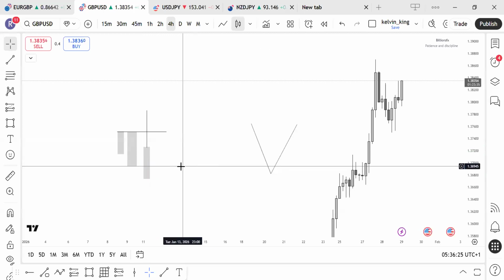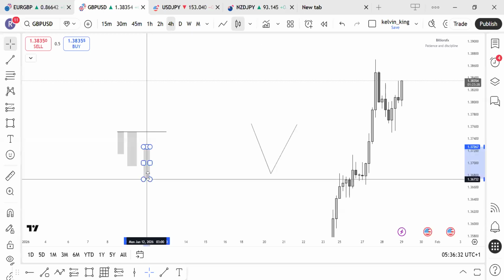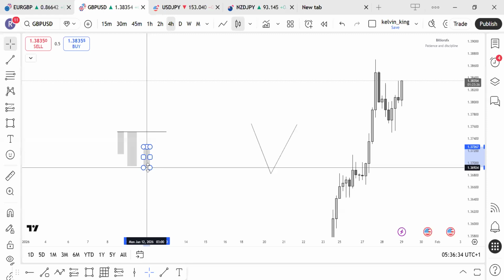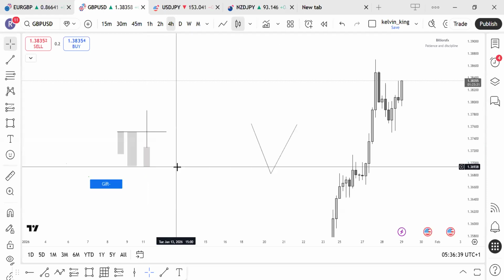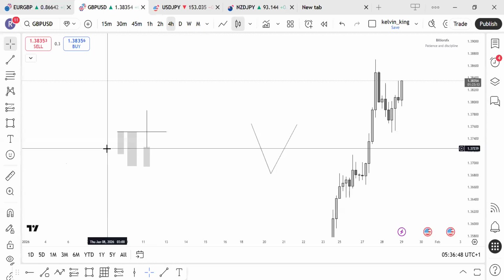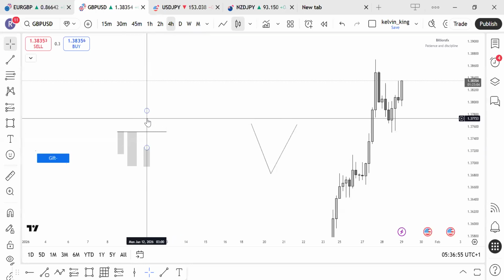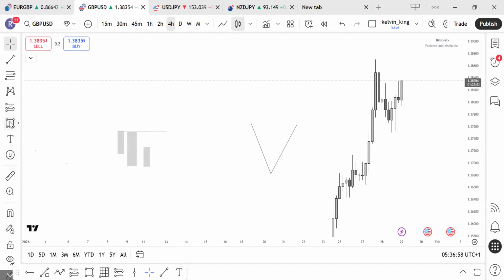So looking at this guy now, what just happened to that level that was formed? The level got tested. Price rejected it. So after one and two form the key level, the third candle got rejected from that level.